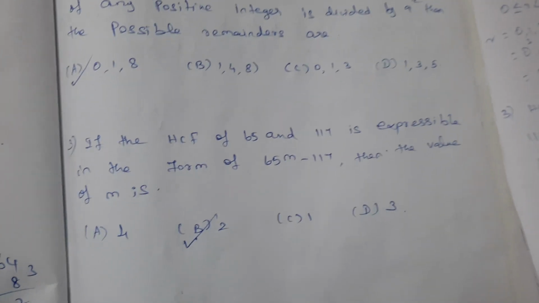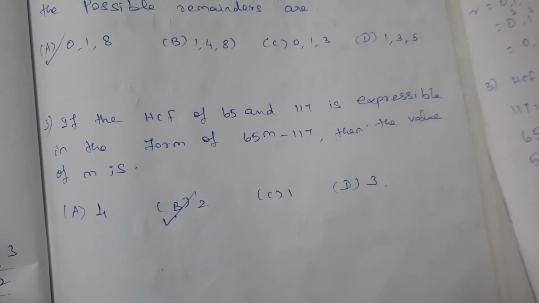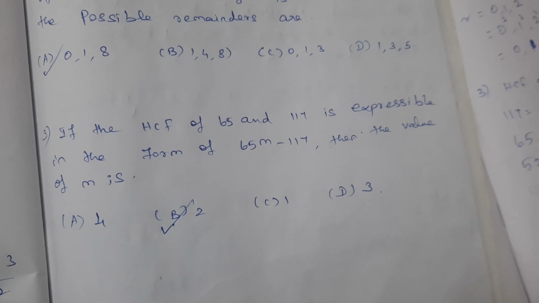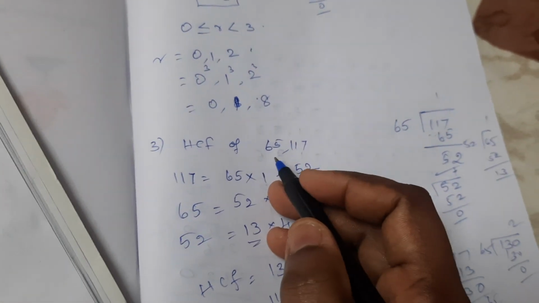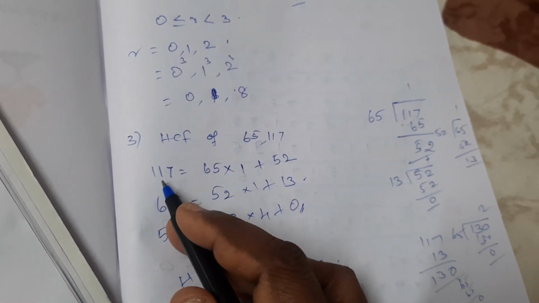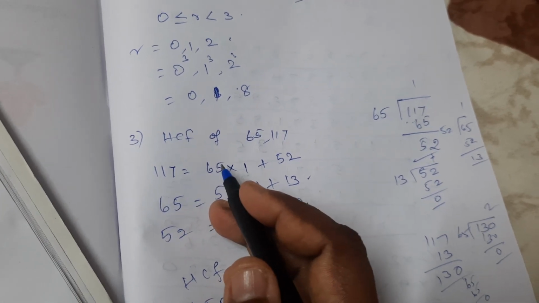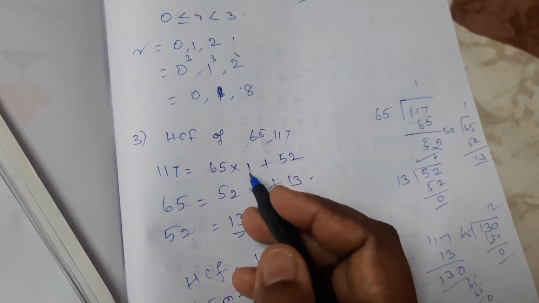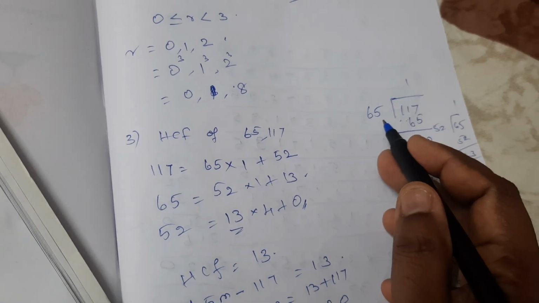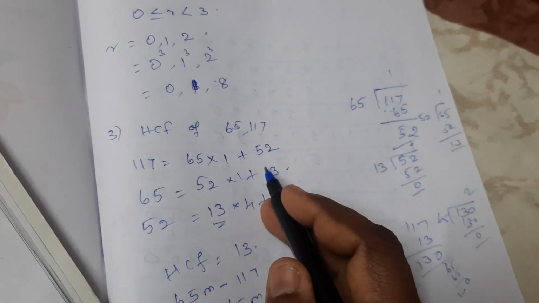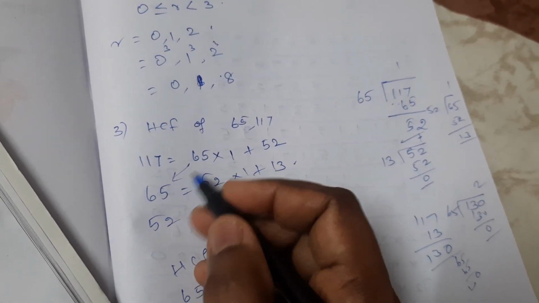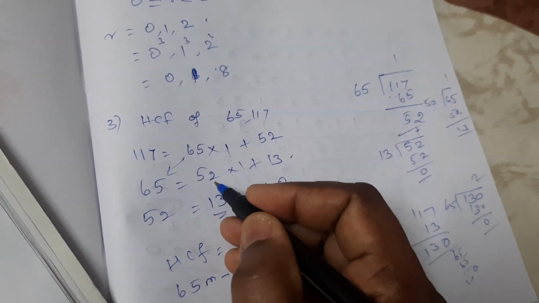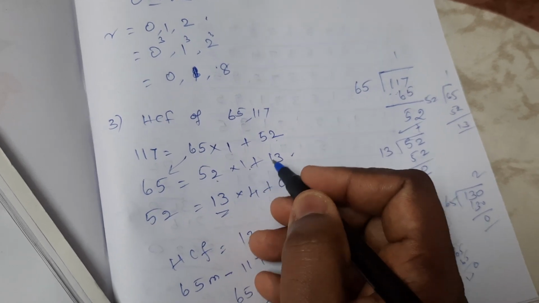Then the third sum: if the HCF of 65 and 117 is expressed in the form 65m minus 117, then find the value of m. Very easy one. First we take the HCF of 65 and 117. So 117 is equal to 65 into q plus r. 117 divided by 65: 1 times 65, balance 52. So we write 117 equals 65 into 1 plus 52. Then move this side: 65 is equal to 52 into 1 plus 13. So the remainder is 13.